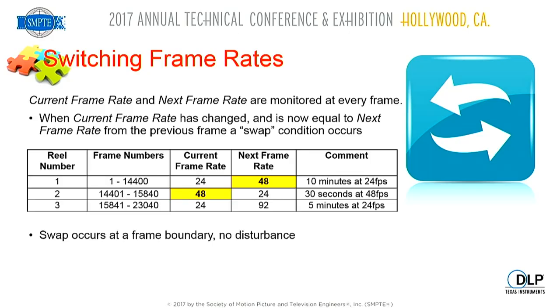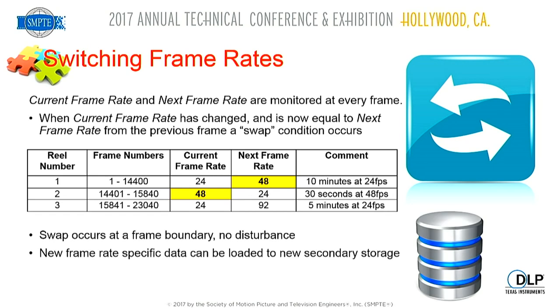The swap occurs at a frame boundary, so there's no disturbance on screen. And now I've got the other buffer that I can be loading with the new next frame rate. And I can ping pong back and forth between these two buffers. And remember, I had 10 minutes to load that 48 frame per second frame rate specific data. In reel number two, I have 30 seconds.